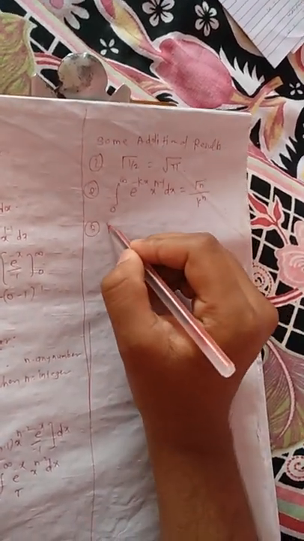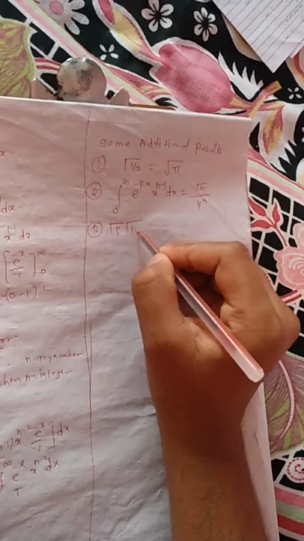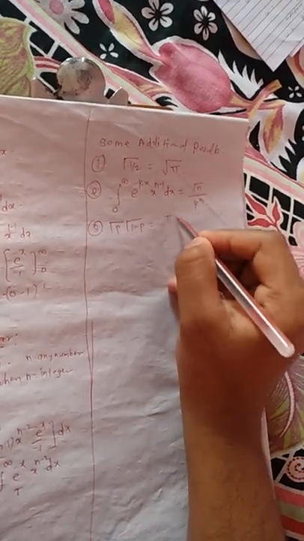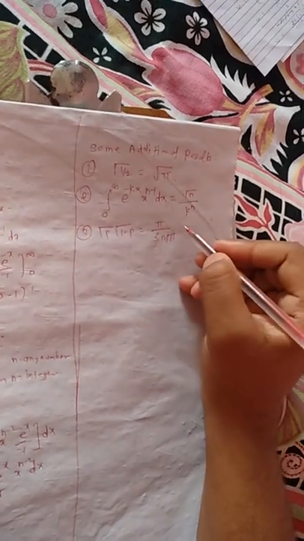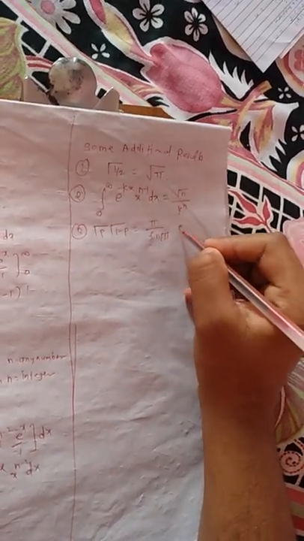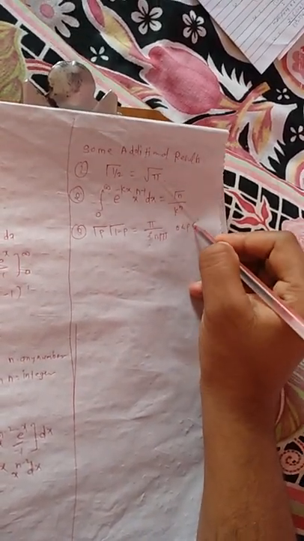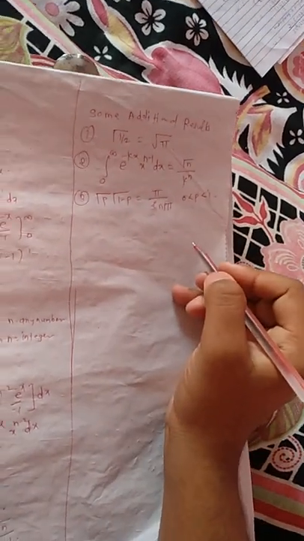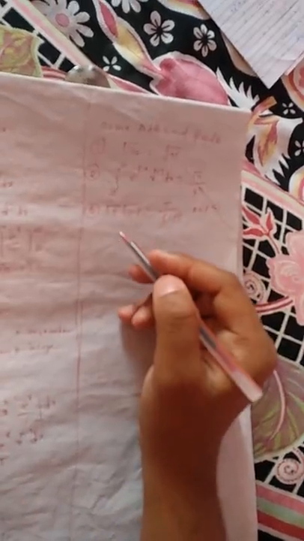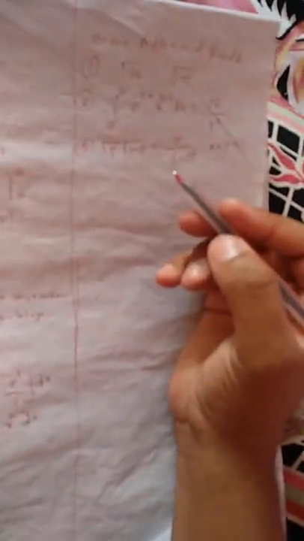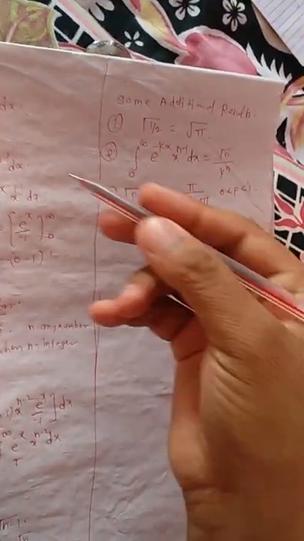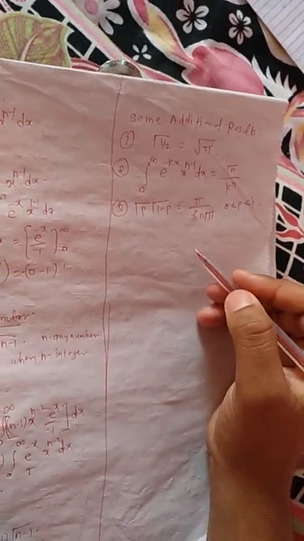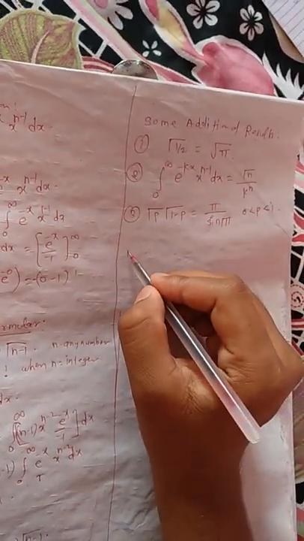Third result we have gamma 1 minus p is equal to pi upon sine p pi, where this p lies between 0 to 1 only. Fine. These results we have. Now we will solve some problems on the basis of this definition of gamma function.